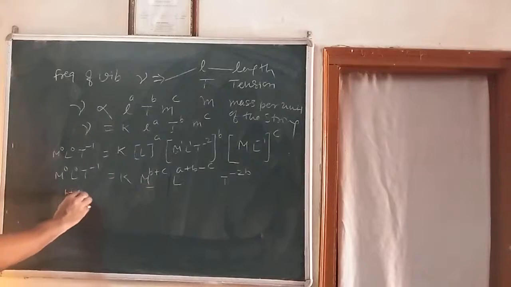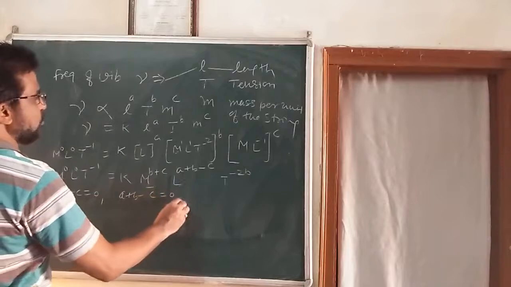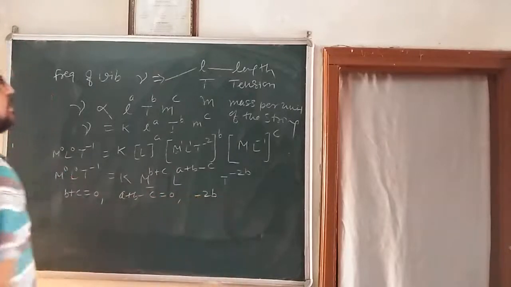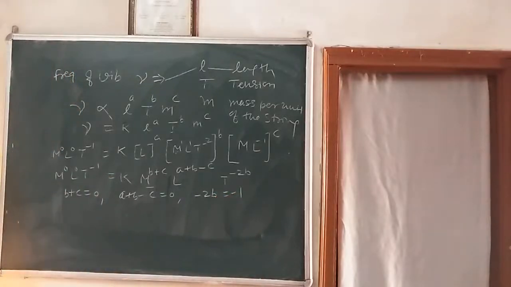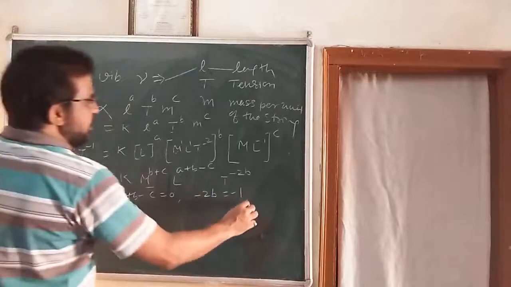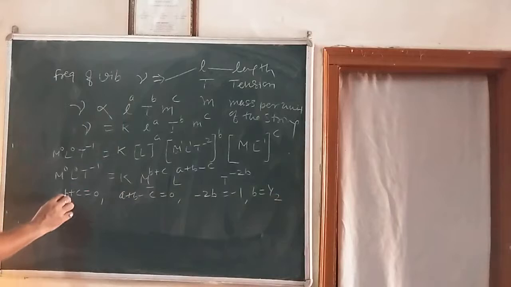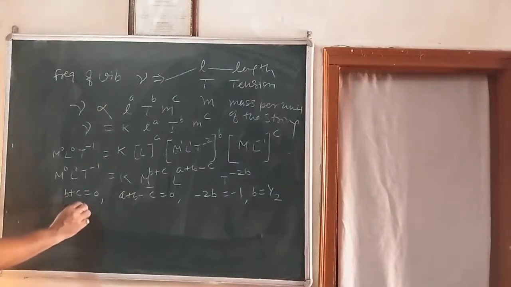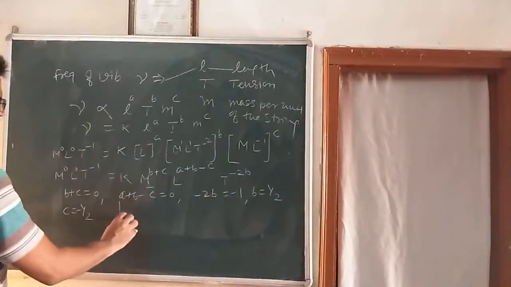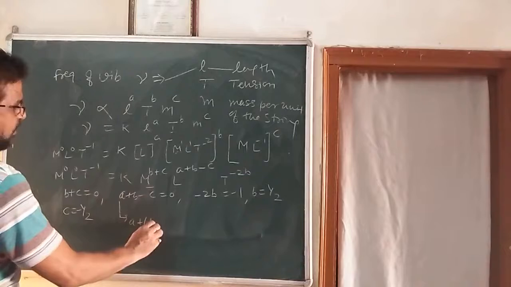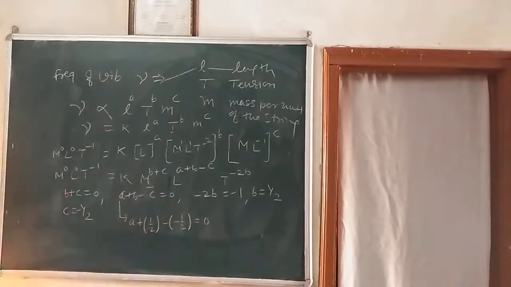For M: B plus C is equal to 0. Here, A plus B minus C is equal to 0. Here, minus 2B is equal to minus 1. So here you can get B is equal to 1 by 2. Put it here, so C comes out to be minus 1 by 2. B came, C came, then I can write A plus B, put 1 by 2, minus of minus 1 by 2, that is equal to 0.